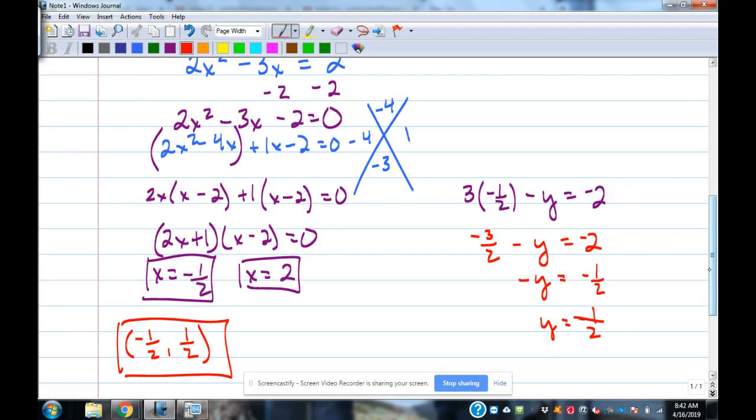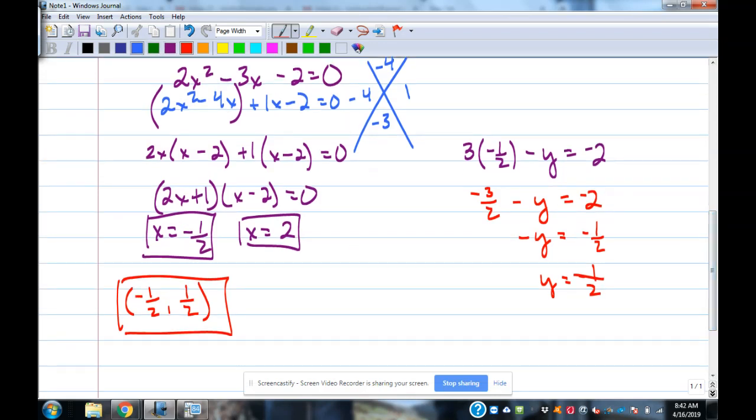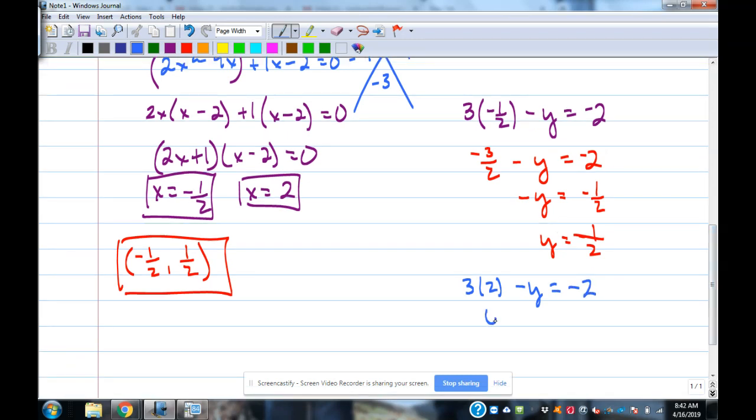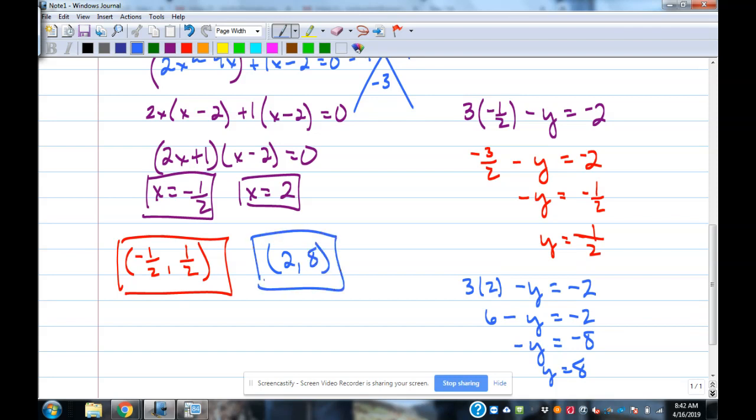Let's do the same work, but plugging 2 in for x. 2 times 2 minus y equals negative 2. And so 6 minus y equals negative 2. Negative y is equal to negative 8. y is equal to 8. So the other ordered pair we have is 2, 8. So we should see the graphs of those two equations crossing at these two places.